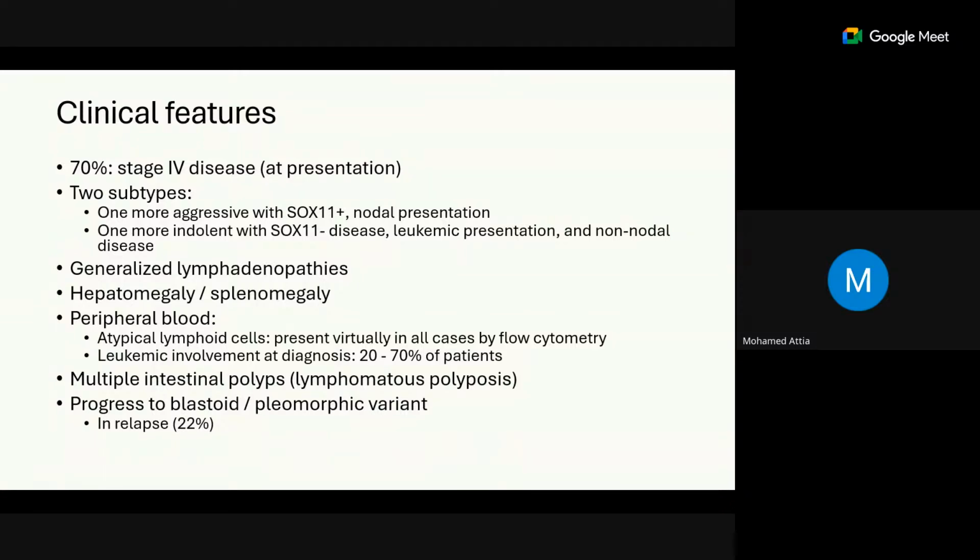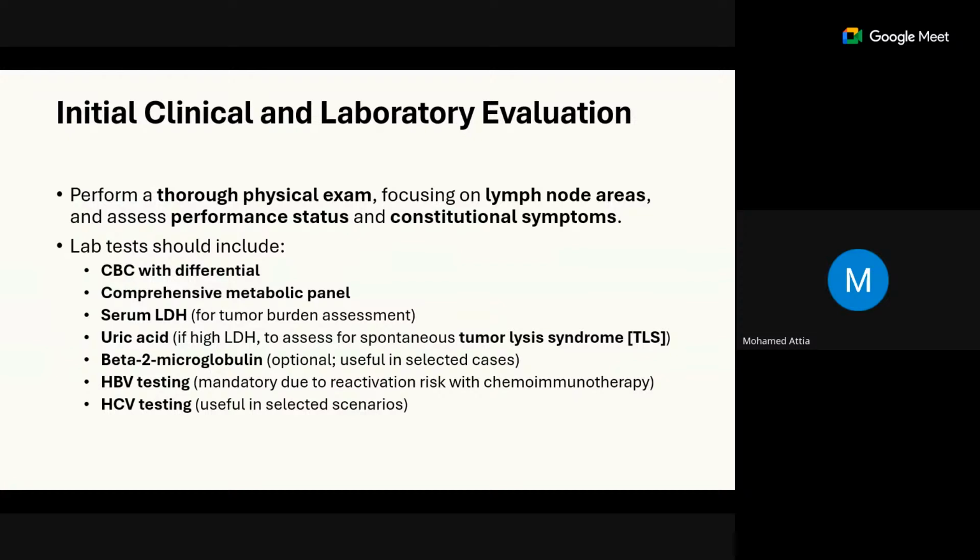The patient may present with generalized lymphadenopathy, hepatomegaly, splenomegaly, the peripheral blood in the leukemic non-nodal form, and multiple intestinal polyps, lymphomatous polyposis, in the nodal form and non-nodal form. The progression to blastoid and pleomorphic variants occurs with the classical form and in relapse in 22%, and sometimes it will transform into diffuse large B-cell lymphoma.